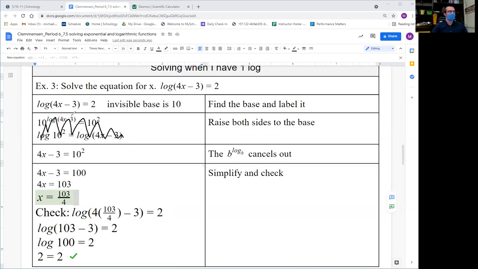Right? So I can take this log of 4x minus 3 equals 2. And I can change it into exponent form by putting this on the outside, putting my base right here, and then my exponent goes up top. 10 squared equals 4x minus 3, which is the same thing we had before.